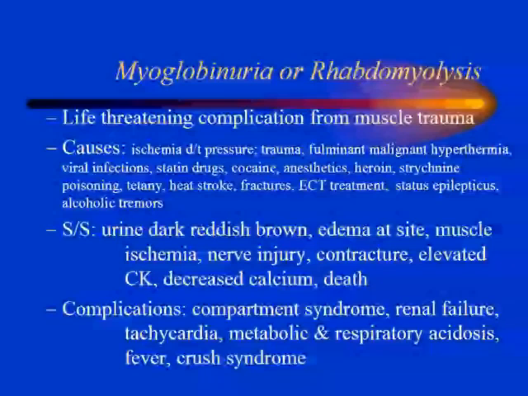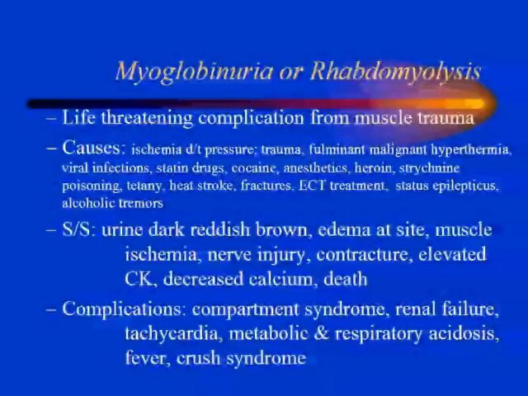Things that cause the patient either to lay in one position for a long time or cause violent contractions that might cause a problem. Symptoms are the urine becomes a dark reddish brown because myoglobin will color the urine. You'll have edema at the site that can cause tamponade locally, which will result in compartment syndrome with resultant ischemia of the muscle or nerve injury.